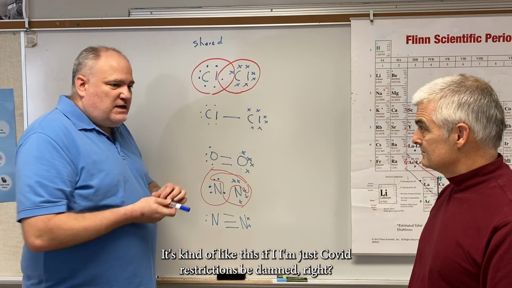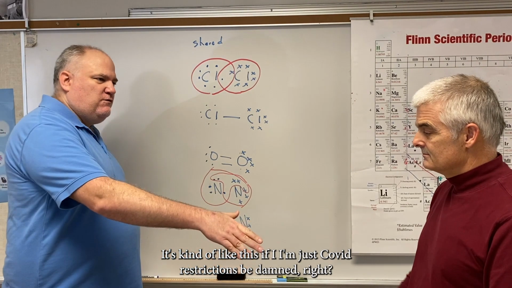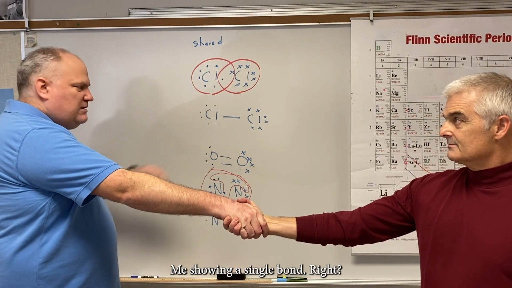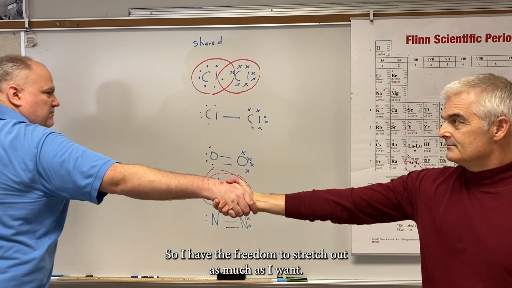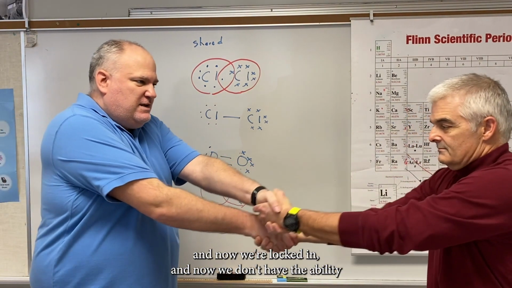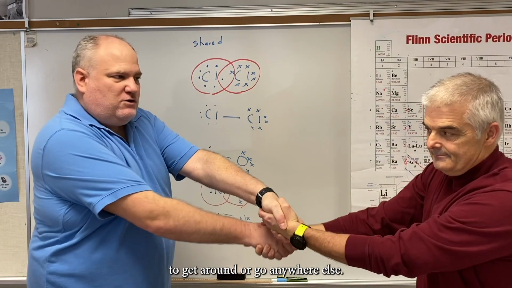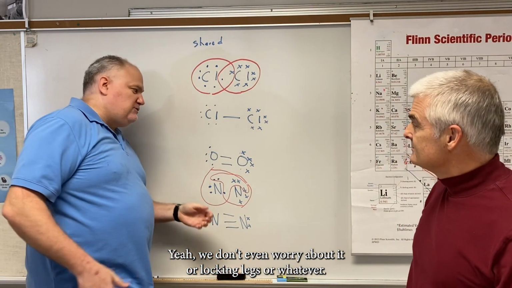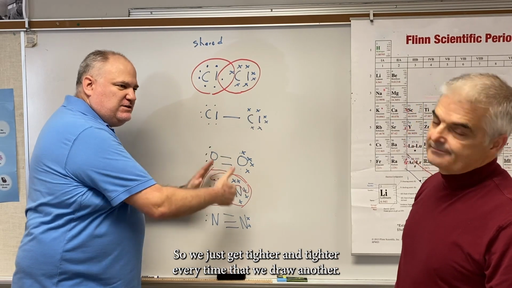A single bond is kind of like this. This right here is me showing a single bond. So I have the freedom to stretch out as much as I want. But let's say we do a double bond, and now we're locked in, and we don't have the ability to get around or go anywhere else. And then triples, we don't even want to talk through that. So we just get tighter and tighter every time that we draw another.